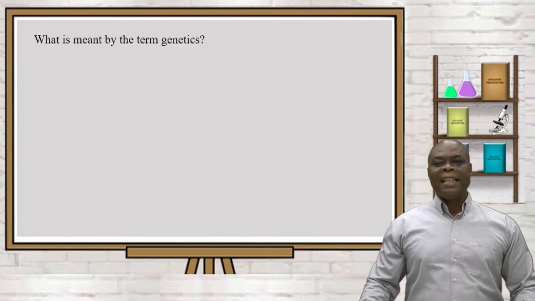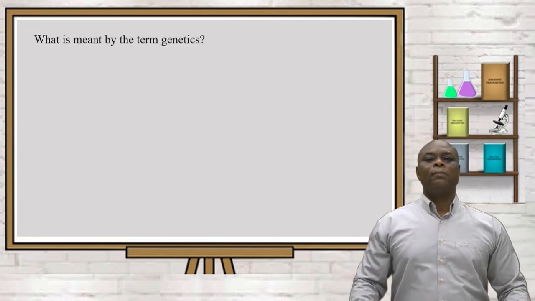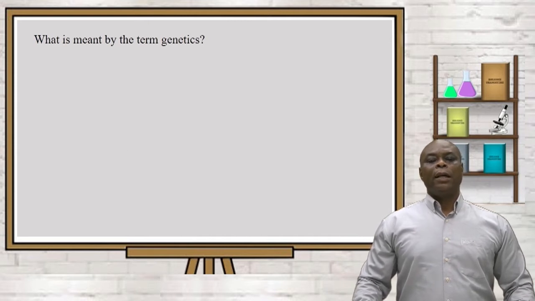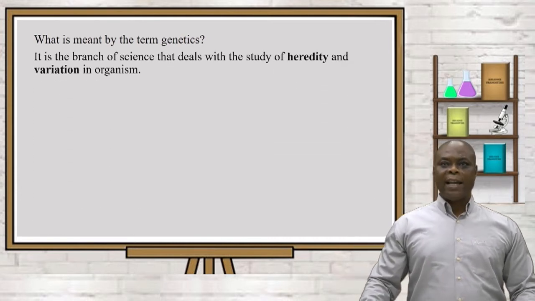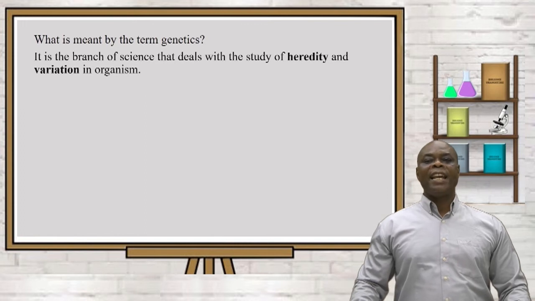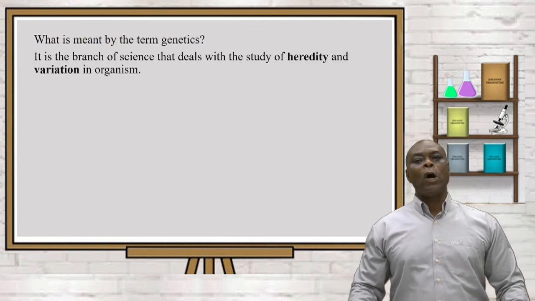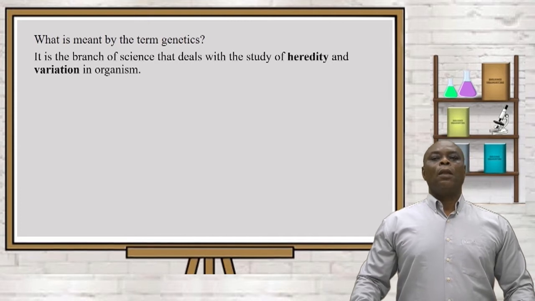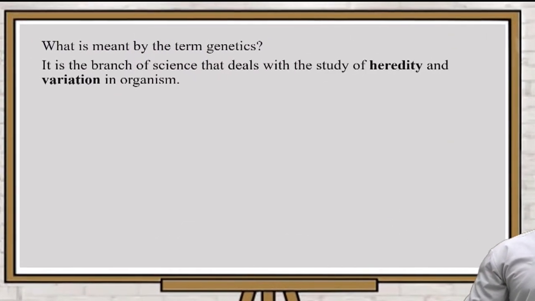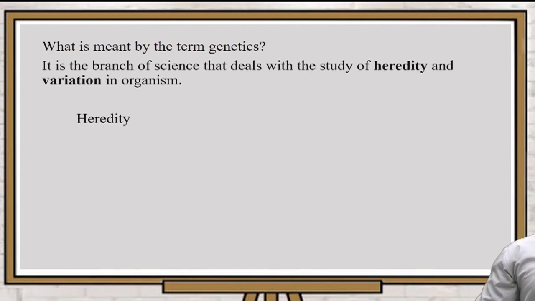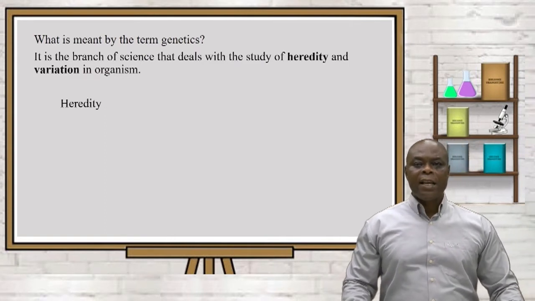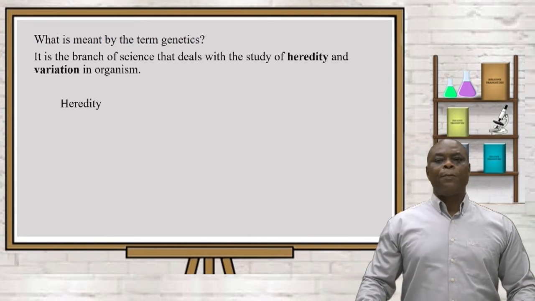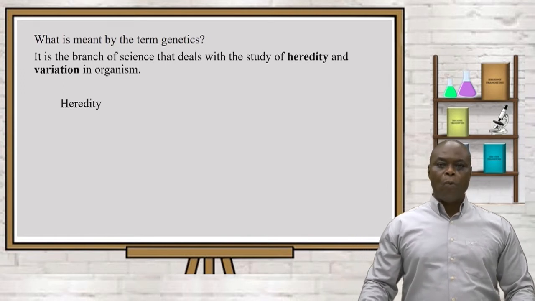What is meant by the term genetics? Yes, your guess is as good as mine. Genetics is the branch of science that deals with the study of heredity and variation in organisms. By that, we mean a person who studies genetics will concentrate on heredity in organisms. Per heredity, we mean the transfer of characters from parents to their young ones.